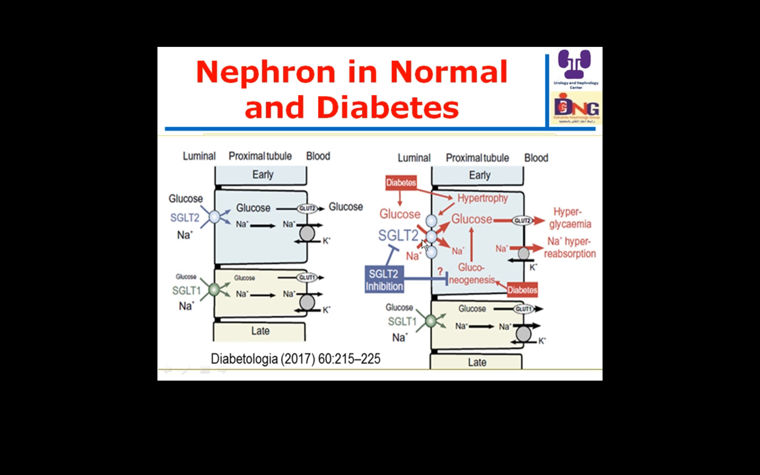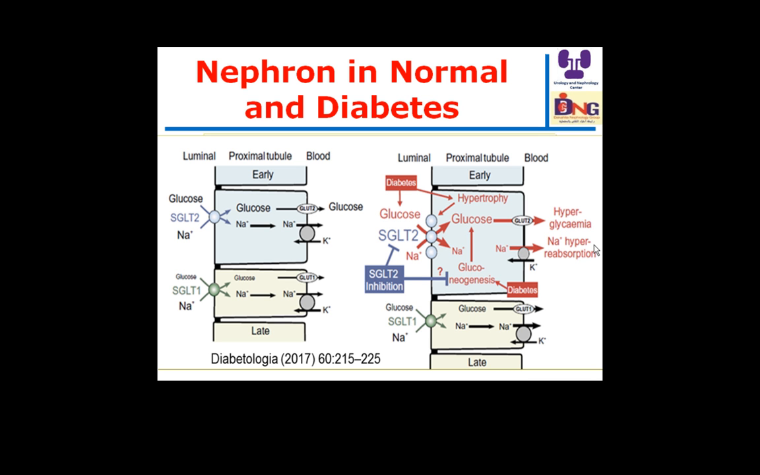What happened here in type 2 diabetes? This is the expression of sodium glucose cotransporter 2. It is increased, so it will increase the reabsorption of glucose. So the price is development of hyperglycemia with all the consequences of hyperglycemia-induced inflammation and toxicities.